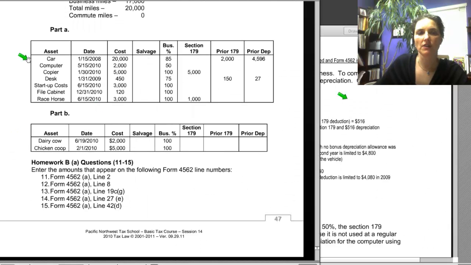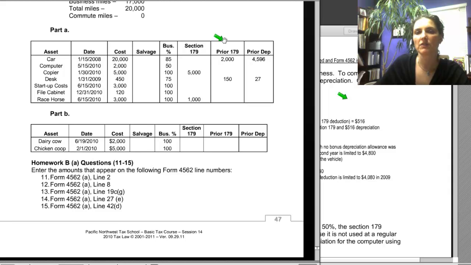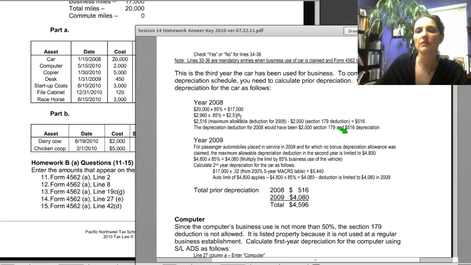So let's begin with the car. We noticed that the car was placed in service in 2008, cost of $20,000, business use 85%, and we did have prior Section 179 deduction of $20,000 and prior depreciation of $4,596. Now, in our answer key, we have shown you how we went about calculating the prior year depreciation, where those computations come from, and I'm not going to read those to you, but they're there for you if you would like to look up how we did those calculations.